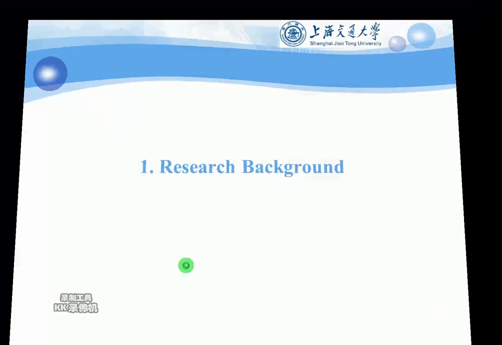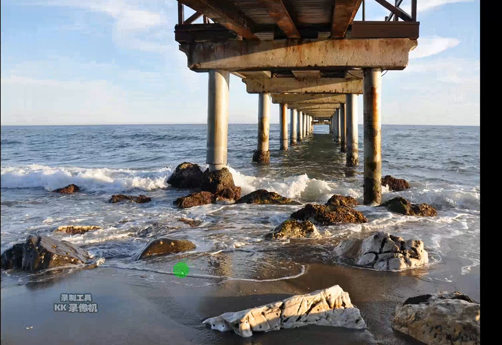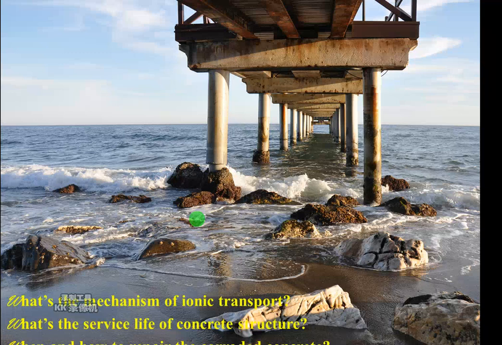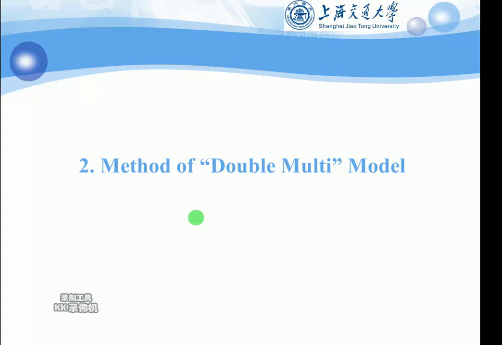As we know, the chloride-induced corrosion problem has become one of the biggest challenges for the concrete industry, particularly for the structures which are close to or next to the marine environment. So the problem is, what is the mechanism of ionic transport, what's the service life of concrete structure, and when and how to repair the corroded concrete. To answer these questions, it is very important to develop a multi-species transport model in concrete.